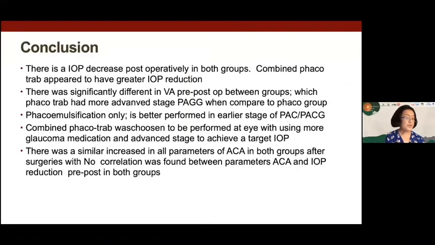As conclusions, there is an IOP decrease post-operatively in both groups. Combined phaco-trabeculectomy appears to have greater IOP reduction. There was a significant difference in visual acuity post-operatively between the two groups, due to the combined phaco-trab group having more advanced stage of PACG when compared to the phaco group only. We suggest phacoemulsification only performs better in early stage of the glaucoma.